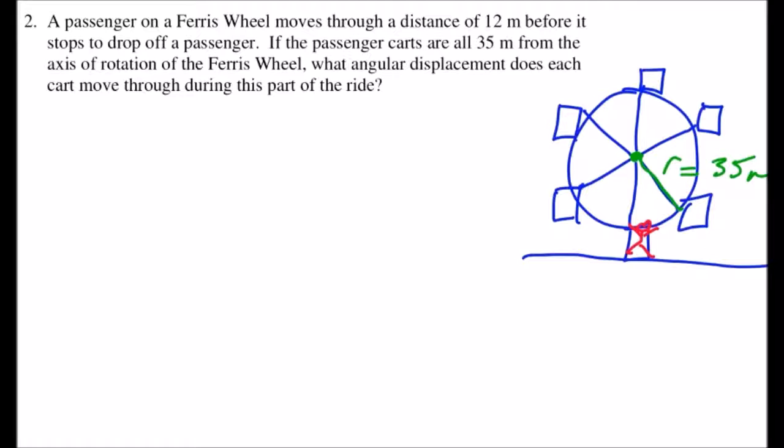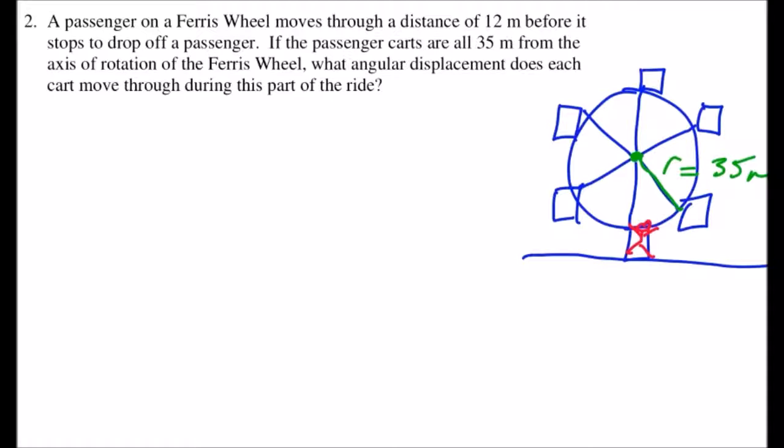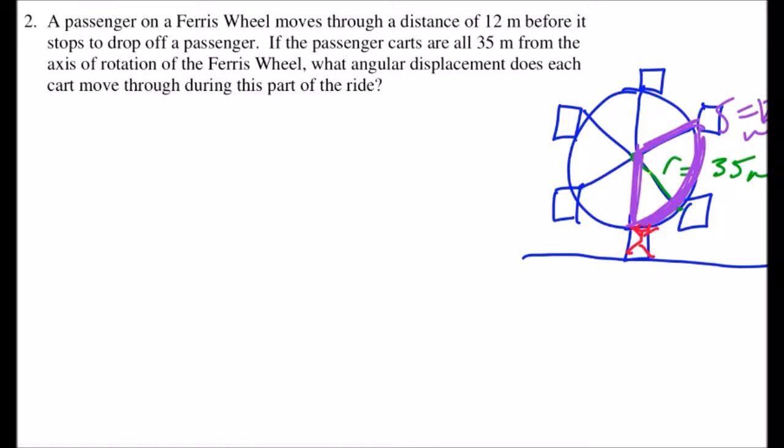And it tells us that our linear displacement, I guess you could call it, our arc length, is going to be 12 meters. So arc length equals 12 meters. Does that make sense to everybody? We traveled through 12 meters before we got to come to a stop, right? And now we're wondering, what is the angle that we traveled through, right? So right here, we want to know what our angle theta is.